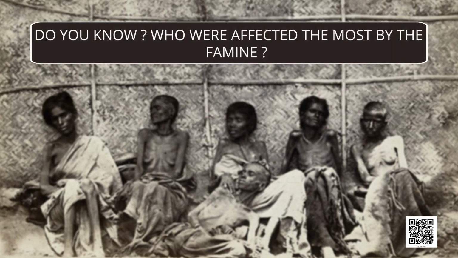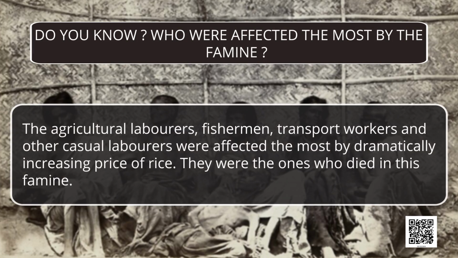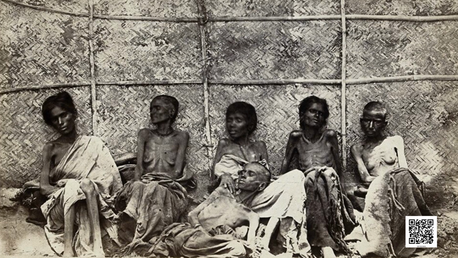Do you know, children, who were affected the most by the famine? The agricultural laborers, fishermen, transport workers, and other casual laborers were affected the most by dramatically increasing price of rice. They were the ones who died in this famine. Nothing like the Bengal famine has happened in India again.